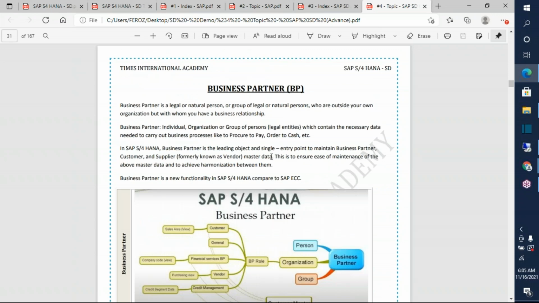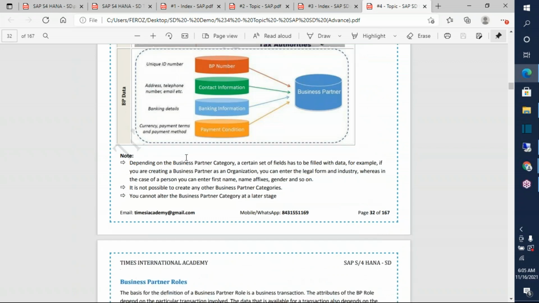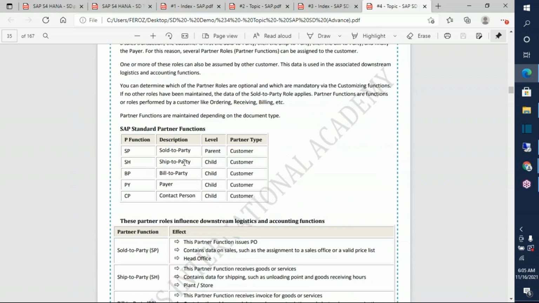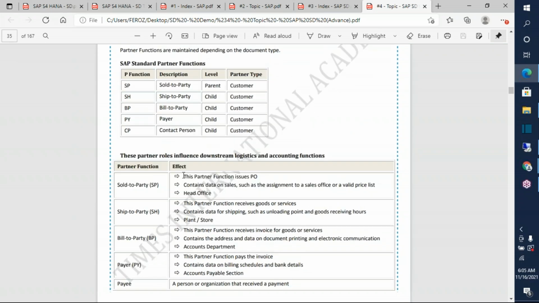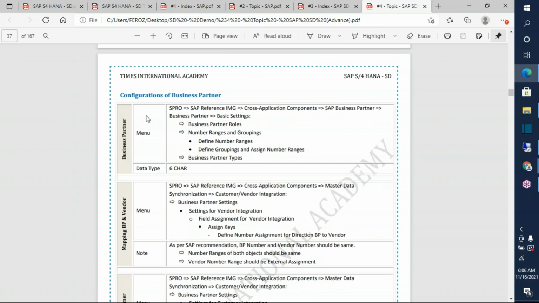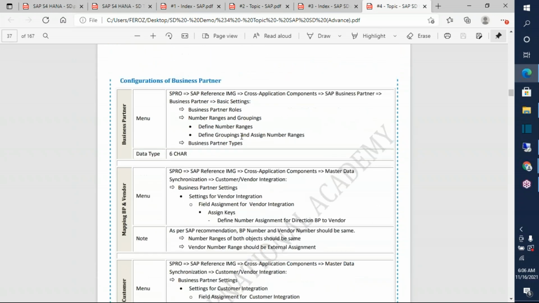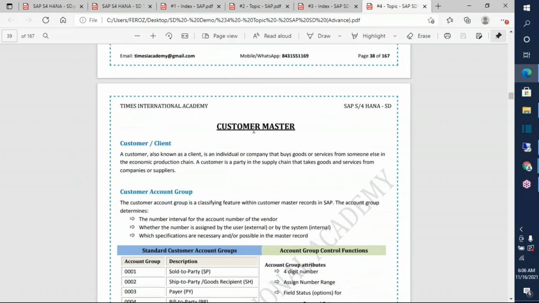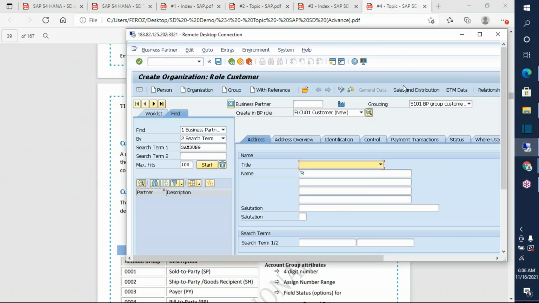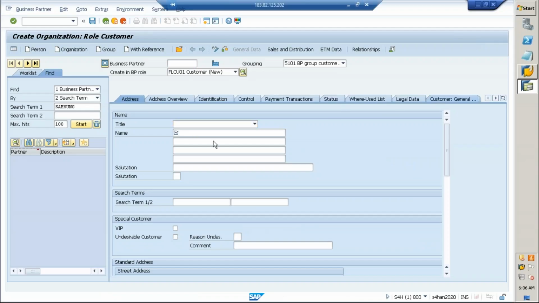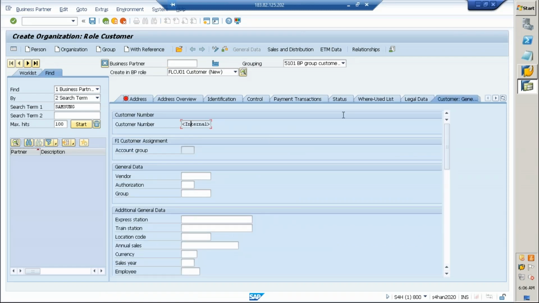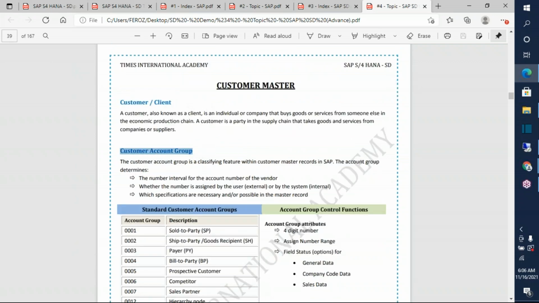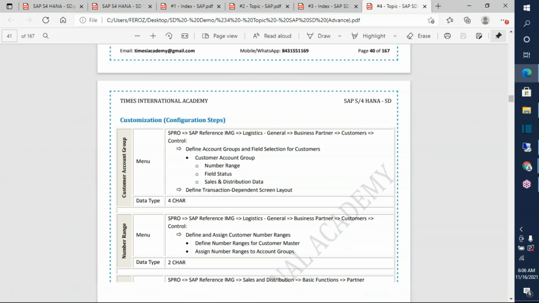Similarly, business partner, as just discussed. What is business partner, and how is customer master created using business partner? What are the business partner functions which are used? Here we have sold to party, ship to party, bill to party. These are the partner functions related to customer. Then the configuration steps carried out related to business partner. And then customer master, because here the system is going to create two numbers, one number for business partner and another number for customer. So here we have the customer master, customer account groups and all details. All the important information is included.